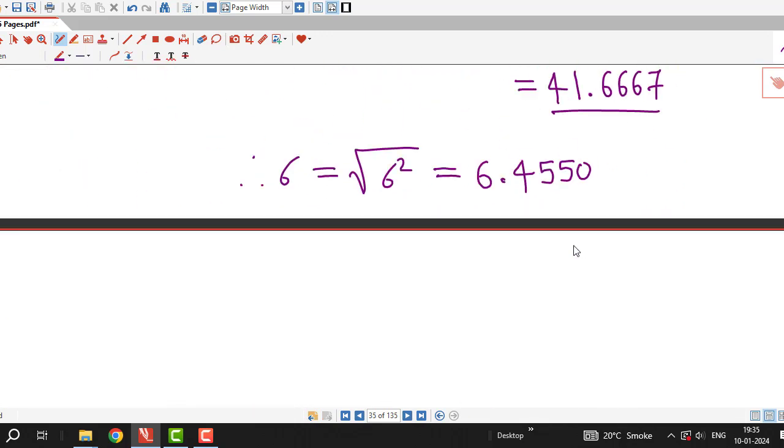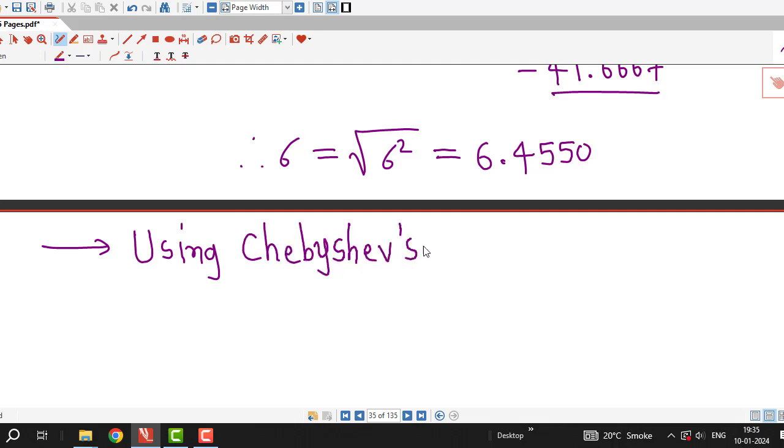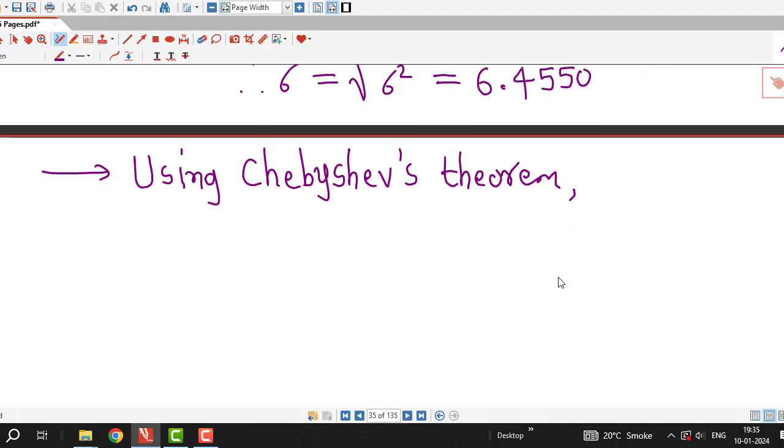So now we are writing that, using Chebyshev's theorem, this inequality is by Chebyshev, who was a Russian mathematician.